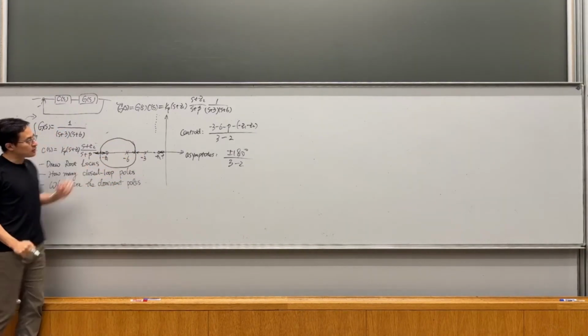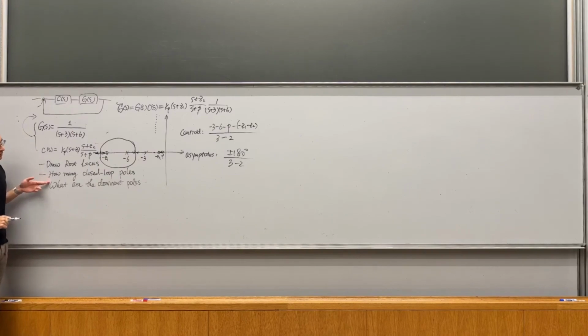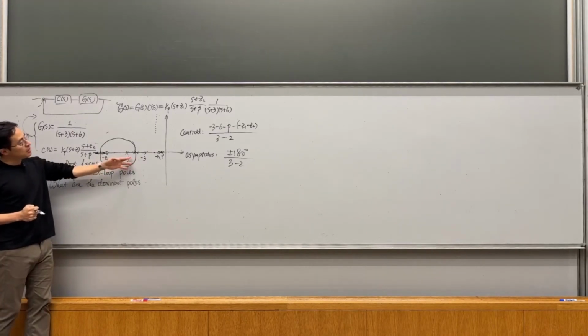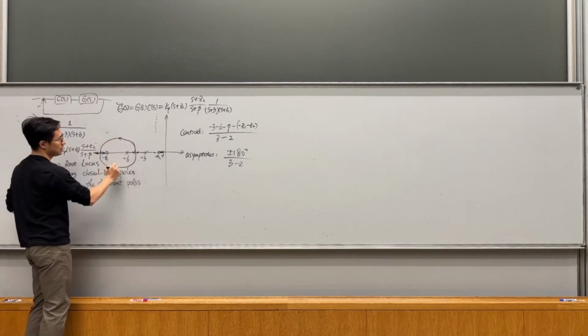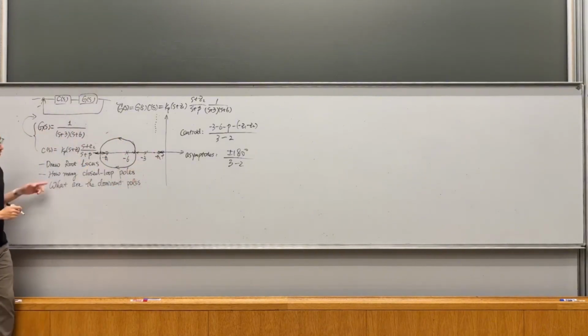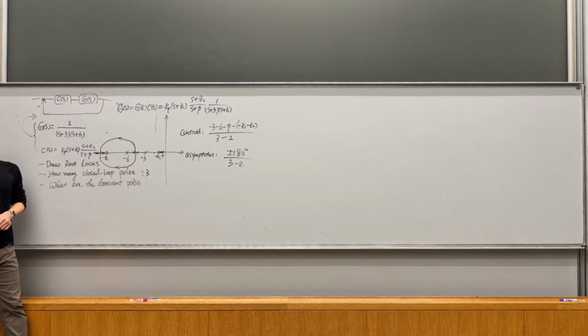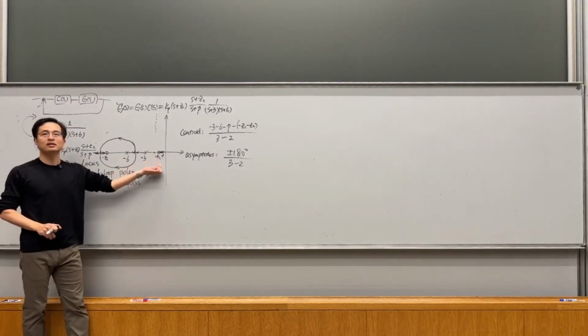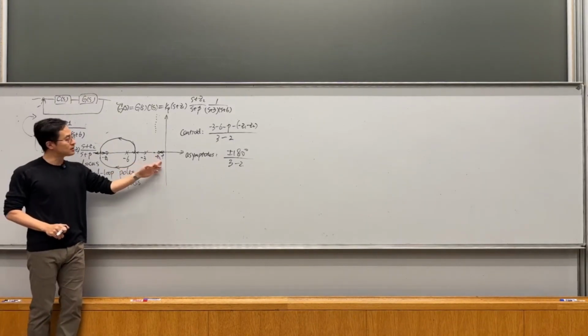Now, this is the first part. The second part is how many closed loop poles are there? That depends on how many branches you have. So you have 3 branches, 1, 2, 3. So 3 closed loop poles. And then what are the dominant poles in this scenario? So the dominant pole should be one that's close to 0. So this is the dominant pole.